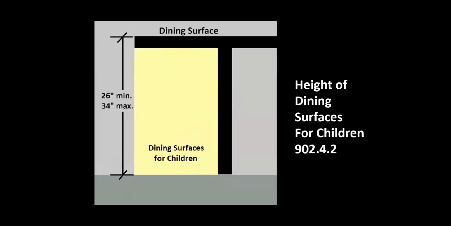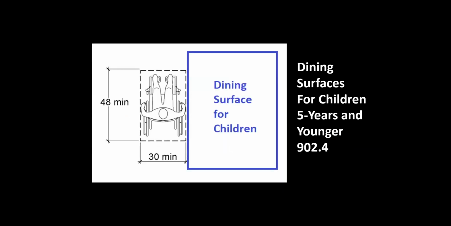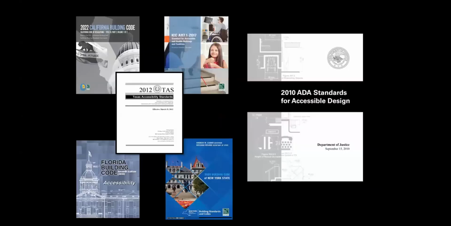Now we are on dining surfaces for children. The tops of tables and counters shall be 26 inches minimum and 30 inches maximum above the finished floor or ground. A clear floor space positioned for forward approach shall be provided, and knee and toe clearance shall also be provided, except that knee clearance 24 inches minimum above finished floor is permitted. Dining surfaces that are used primarily by children 5 years and younger are allowed to have a clear floor space positioned for a parallel approach.